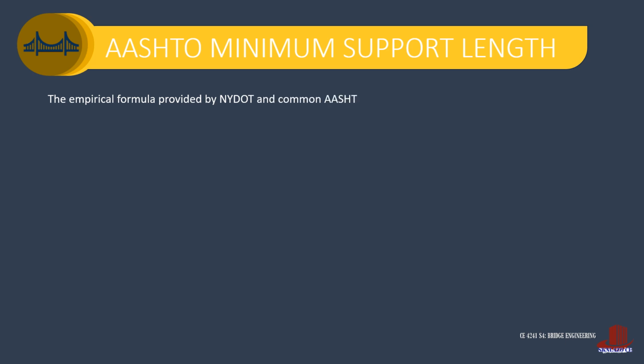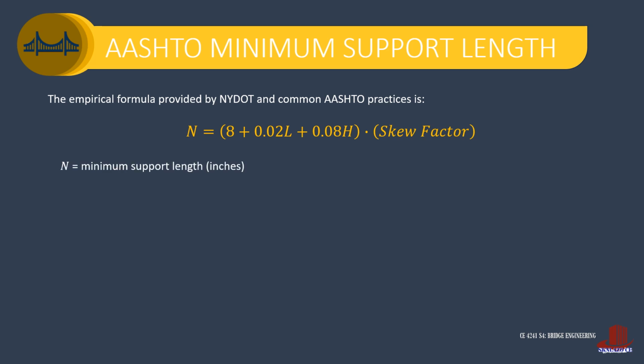There is also the empirical formula provided by the New York Department of Transportation, with common practices of AASHTO. This time, N is the summation of 8, 0.02 of L, and 0.08 of H, multiplied by the skew factor. For this equation, N is still the minimum support length but in inches. L is the span length in feet. H is the average height of supporting columns, also given in feet.